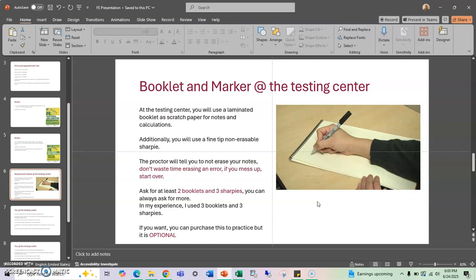They will also provide you at least 2 booklets and 3 Sharpies to start, but you can always ask for more. In my personal experience, I remember I used like 3 booklets to write all of my equations and stuff, and I used 3 Sharpies. They sell this on the internet. You can buy the booklet and the Sharpie just to get comfortable with. I didn't do it, but if you want to, I think it's completely optional. It's not the end of the world, but it's something that I think is good to point out.